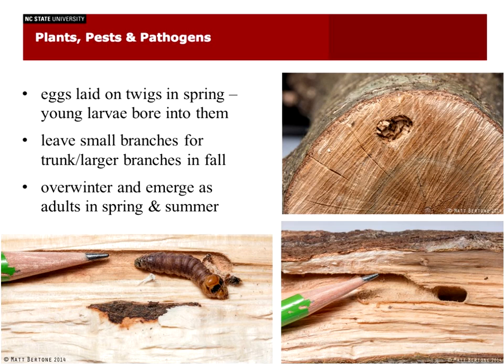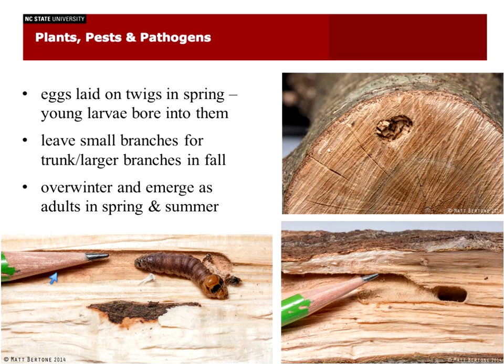Now, of course, hazel is a little bit different than other types of woody plants. Instead of pecans and hickories and oaks that have a large trunk, these have multiple smaller stems coming from the ground. So in this case, the damage is being done to portions of the stem about 2 to 3 inches in diameter. In the fall, that's when they actually enter these larger branches and the trunks of the trees. And then they overwinter and emerge as adults in the spring and summer from April to June.